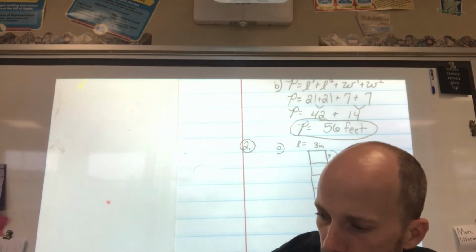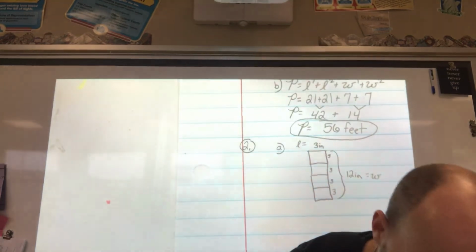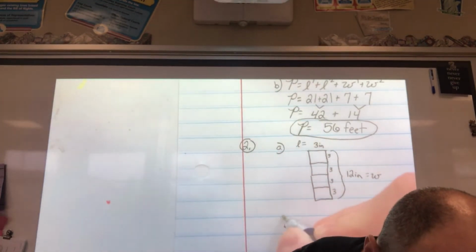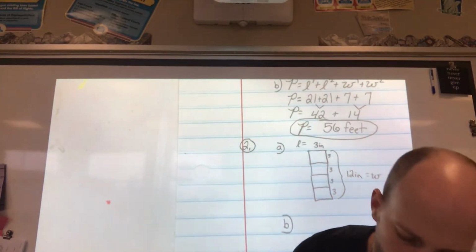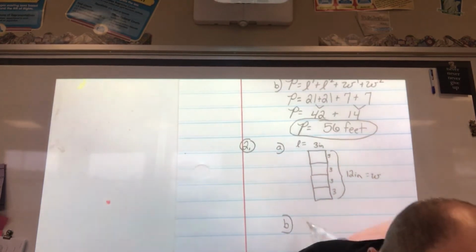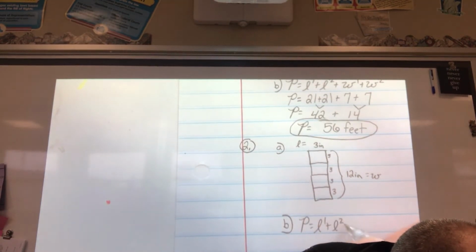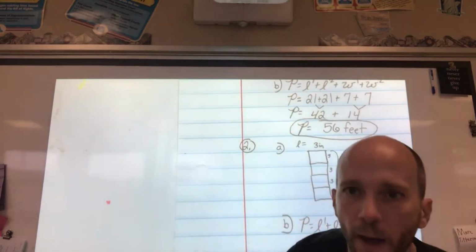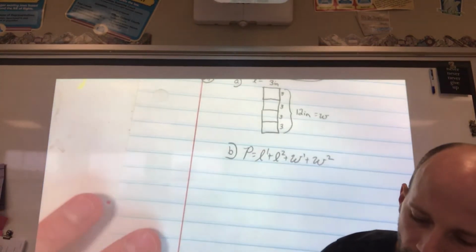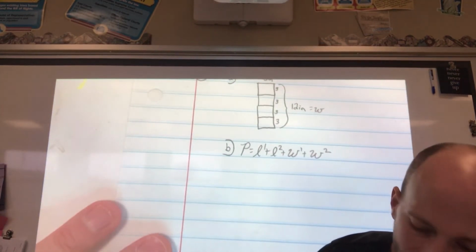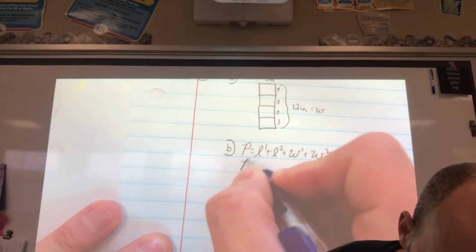Now they want us to do 2 things for that. For part B, they want us to find the area and the perimeter. So here we go. I'm going to have perimeter. P equals L1 plus L2 plus width 1 plus width 2. Yes, I want you to copy that formula down. That's something you're going to have memorized and know how to do. You're adding up all the sides when you're doing perimeter.